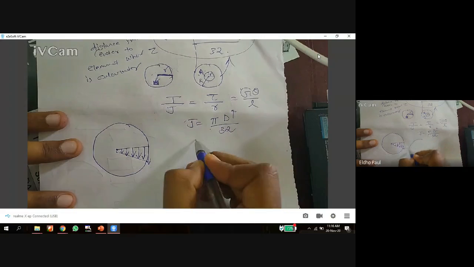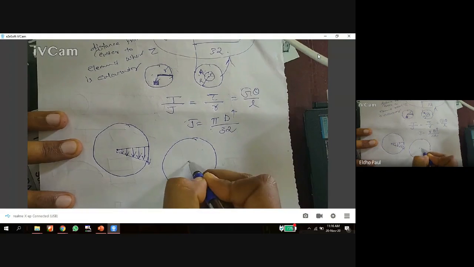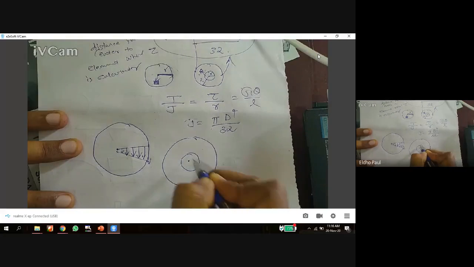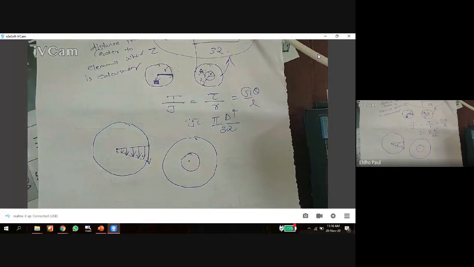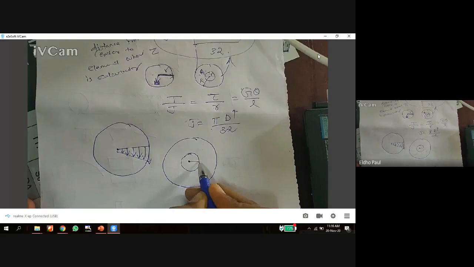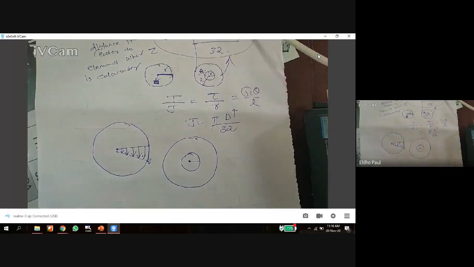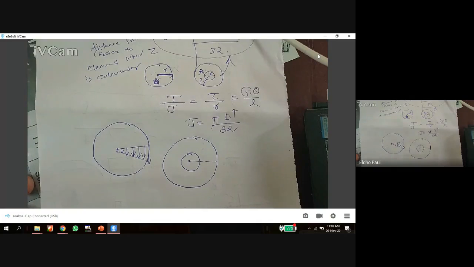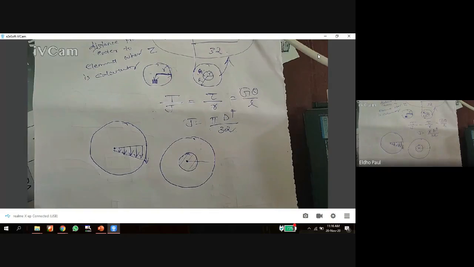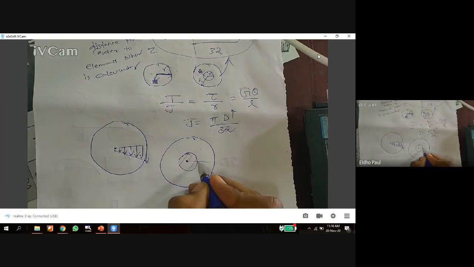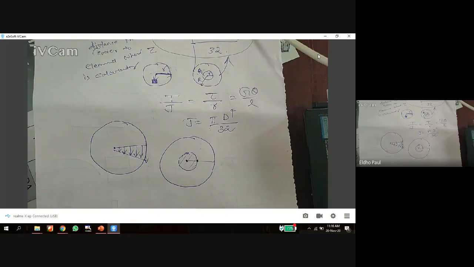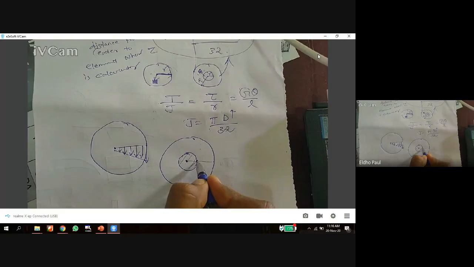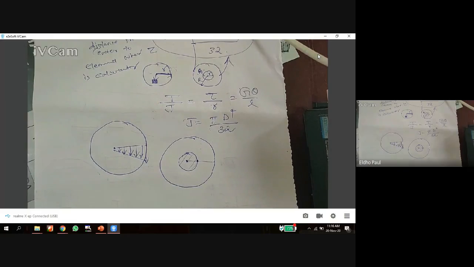What is the distribution for a hollow shaft? In the central region, the shear stress will be 0, because there is no material in that area. So there is no shear stress distribution there. But the shear stress distribution starts from this point. And what about the distribution here? Is it 0 or a particular value?